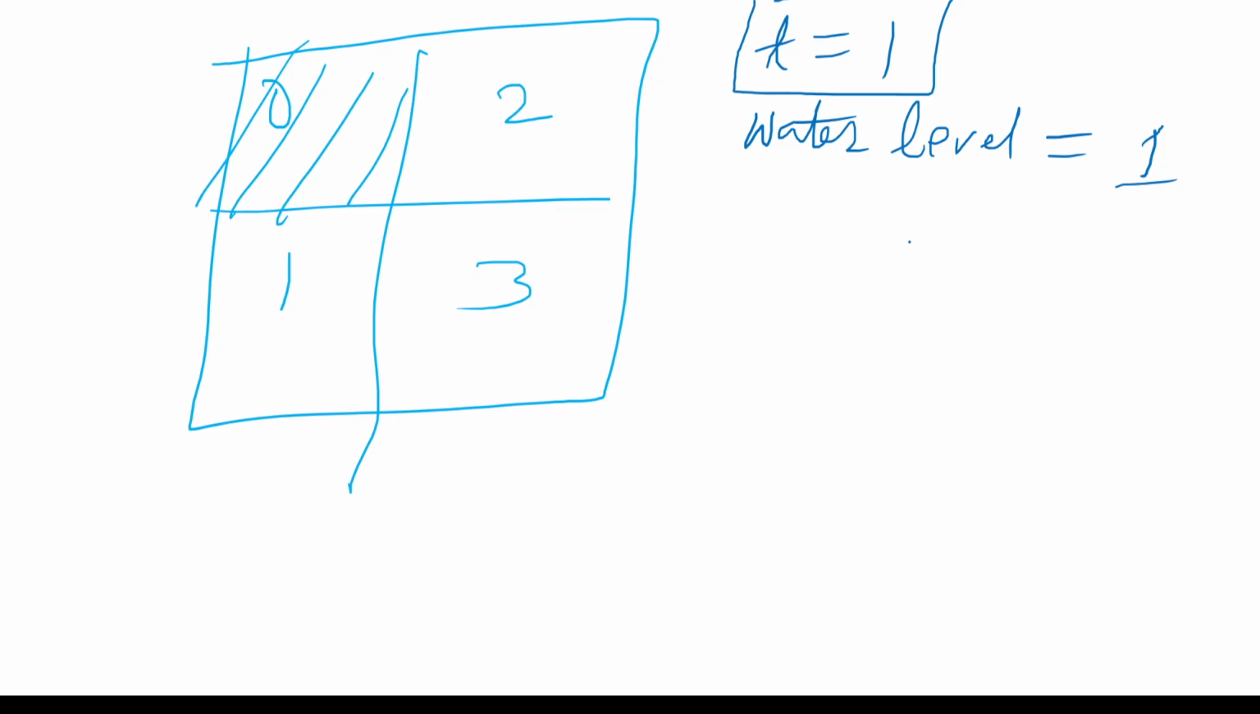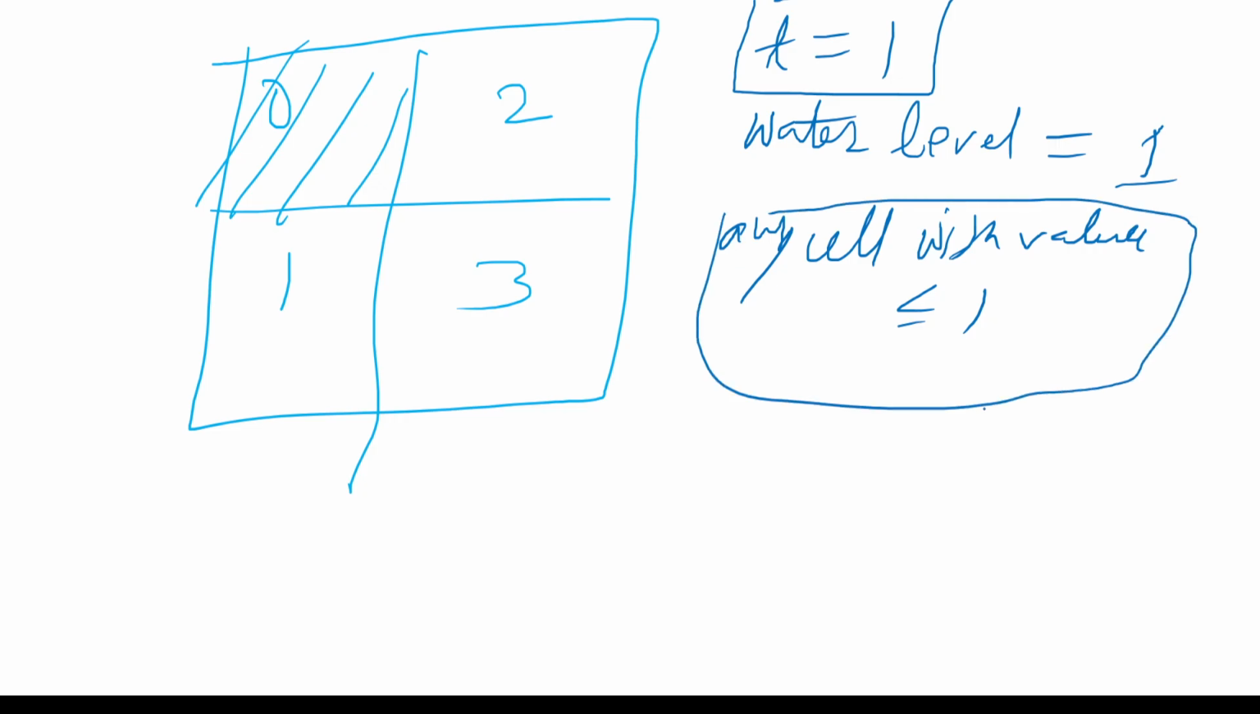Now any cell whose value is less than 1 is accessible, right? We'll say, okay, any cell with the value less than or equal to 1 is accessible, right? So let's find, there is only one cell, that is this. Now the water is filled to this cell also, right? Very first we saw that 0, 0 and 0, 1, 0 is filled, so this cell has been filled. Now 2 and 3 is not filled, right?